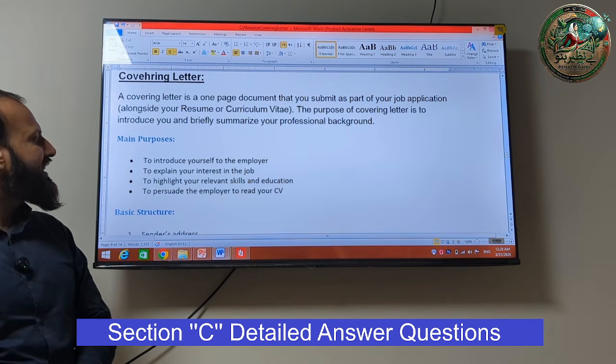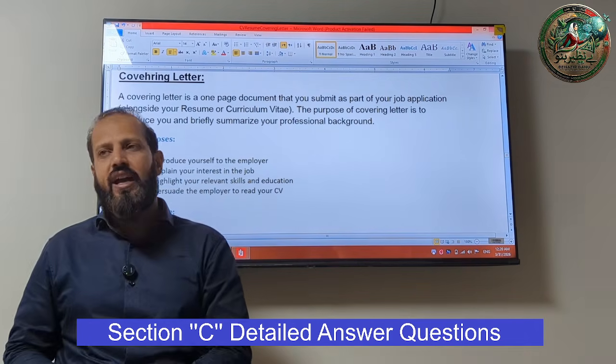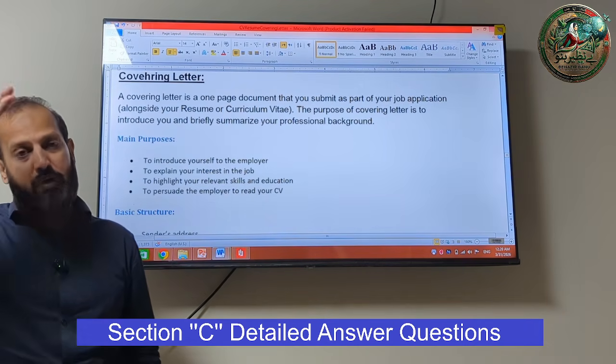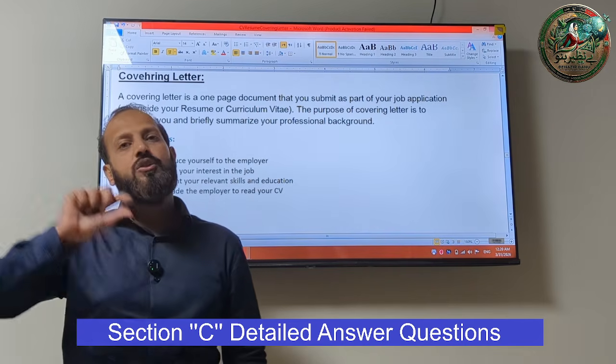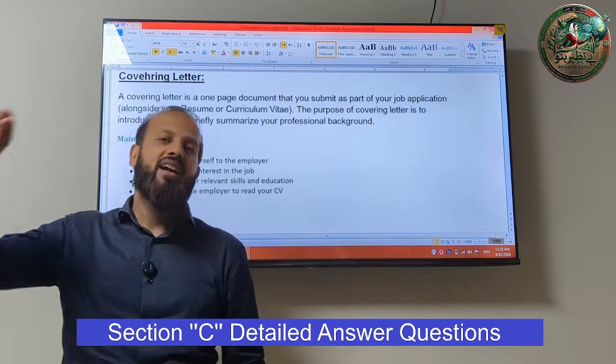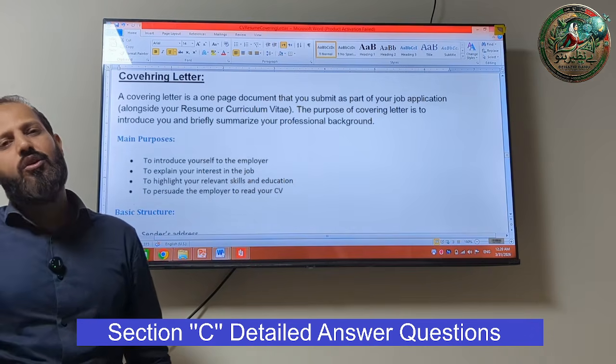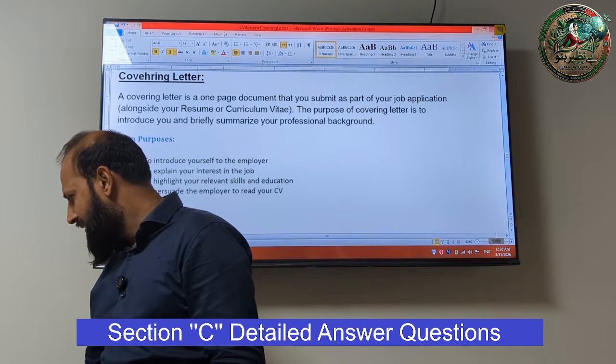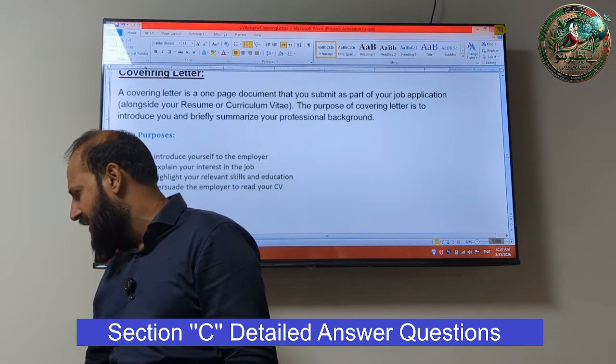To persuade the employer to read your CV. Okay, when we email the covering letter, it persuades the employer to open your CV, look at your CV and call you for an interview. Okay, that's fine.